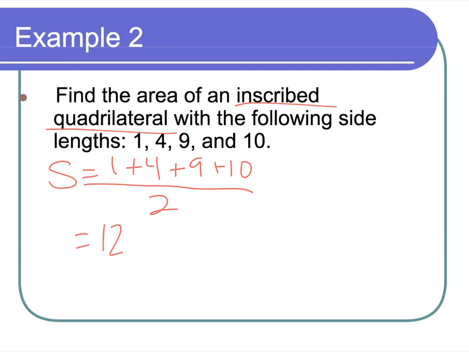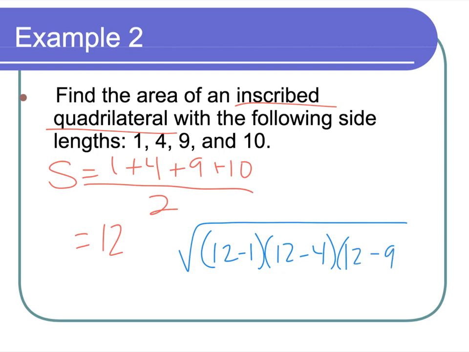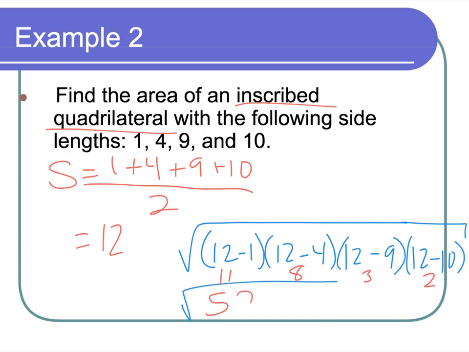And now I can use that in my formula. 12 minus 1, 12 minus 4, 12 minus 9, and then one more, 12 minus 10. Let's figure out what's inside that square root. I wonder if my studio audience knows. Nope, that is not a 9. That would be 11 and 8 and 3 and 2. What do we get? Square root of 528.